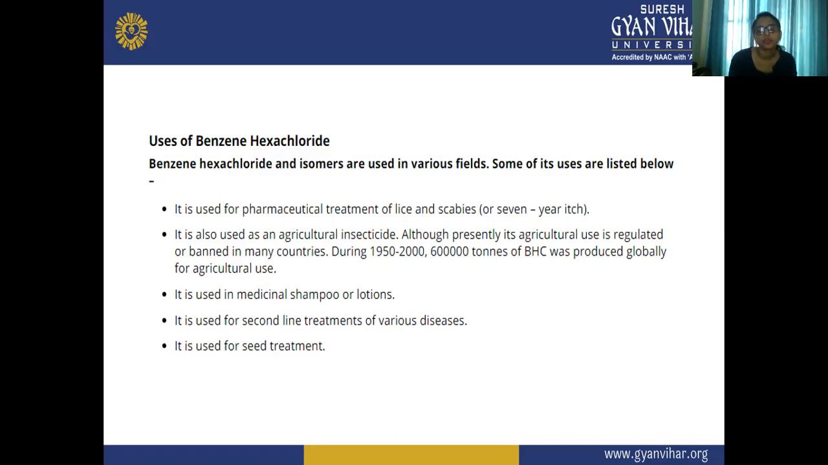During 1950 to 2006, 6 lakh tons of BHC were produced globally for farm agriculture use. It is used in medicinal shampoos or lotions, and it is also used as a second-line treatment of various diseases, and it is used for seed treatments.